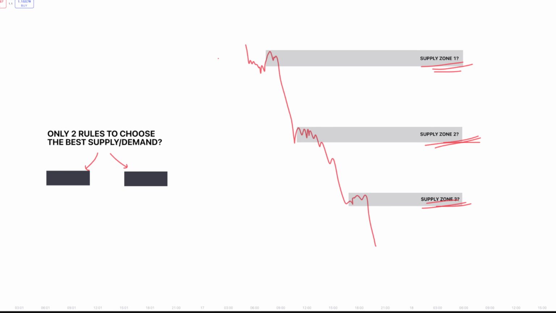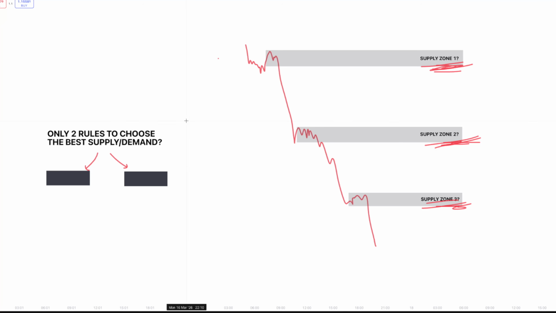In this particular video, I'm going to be going through the exact two main rules to pick your best supply and demand zones. Because the reality is when you're trading in the live markets, many times you're able to identify the supply zones, but which one do we actually choose? Is it the first, is it the second, or is it the third?